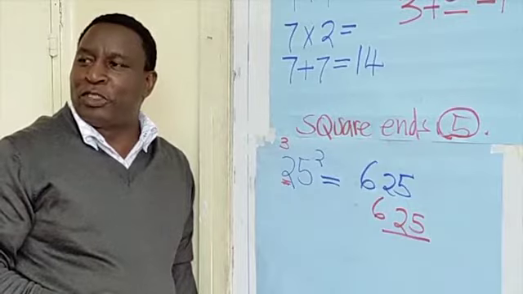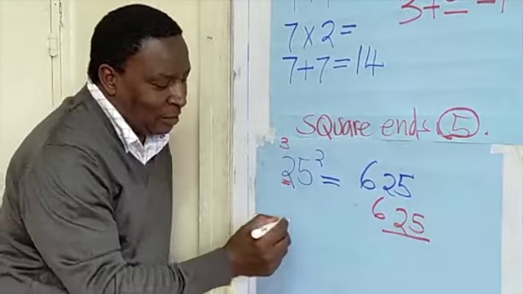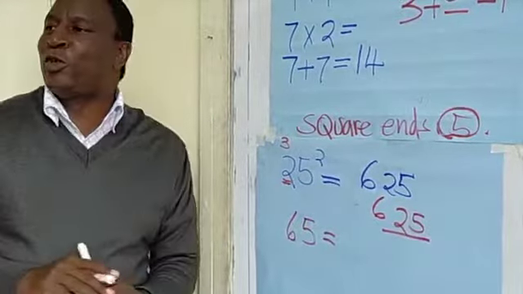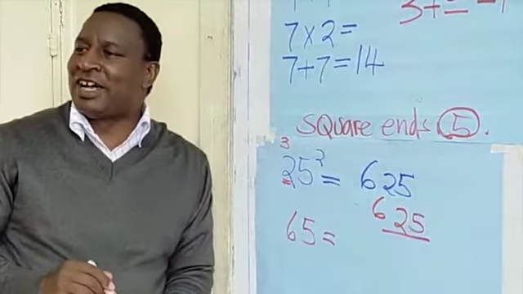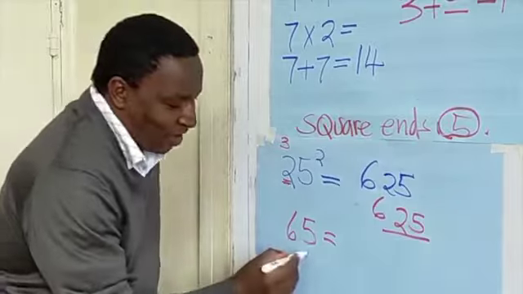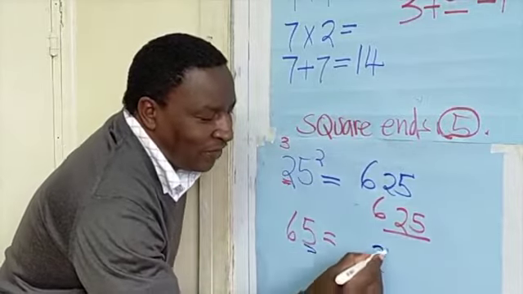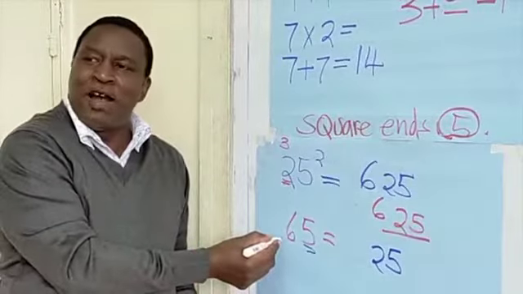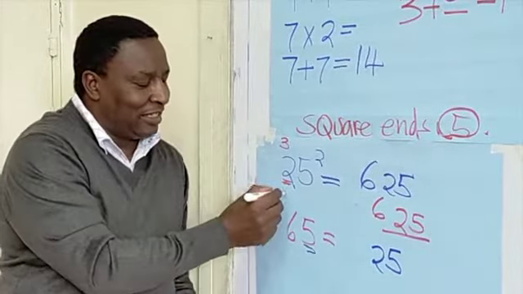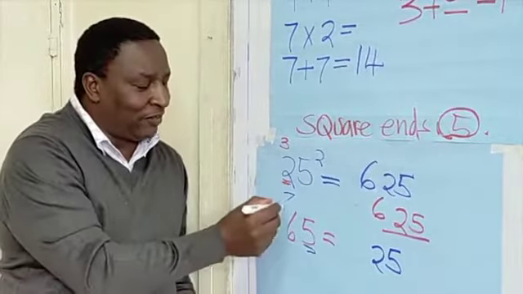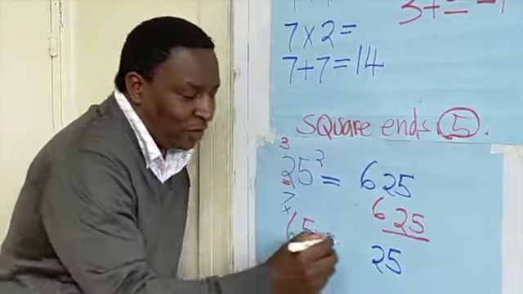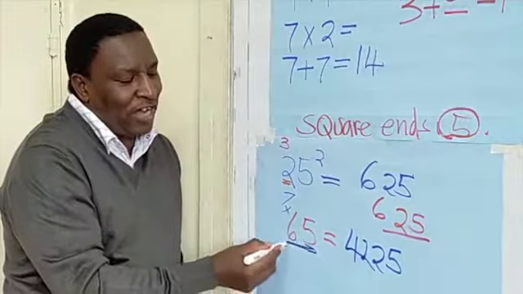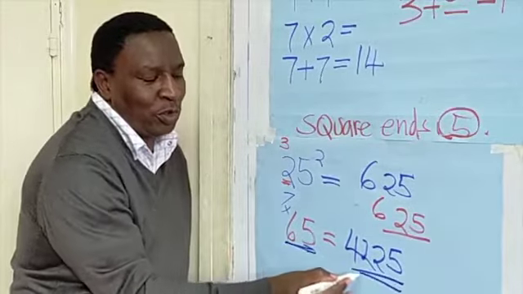Can we use a bigger number? Let's use 65. What would be the last 2 digits in our answer? 5 squared is 25. What is the number above 6? It is 7. What is 7 times 6? 42. So the square of 65 is 4225.